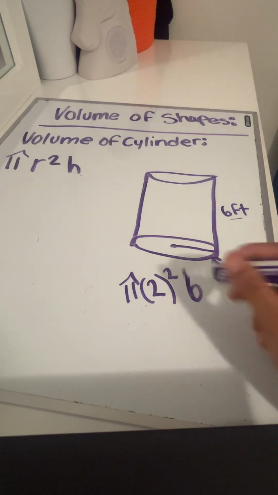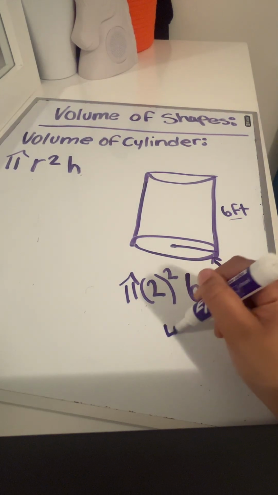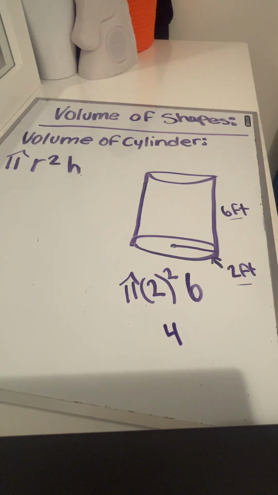Now, 2 to the second power is 4. If you guys want a video of all the powers of numbers, I could make it. You just have to write it down below.